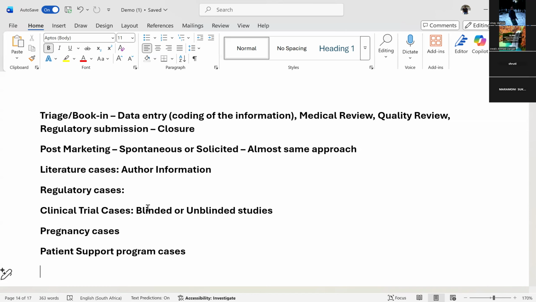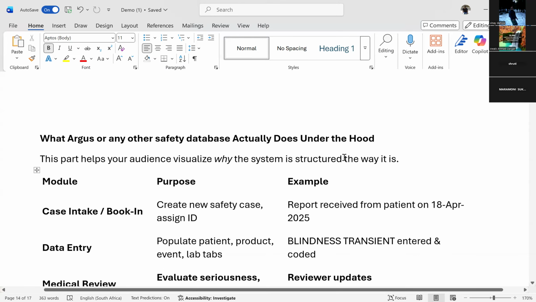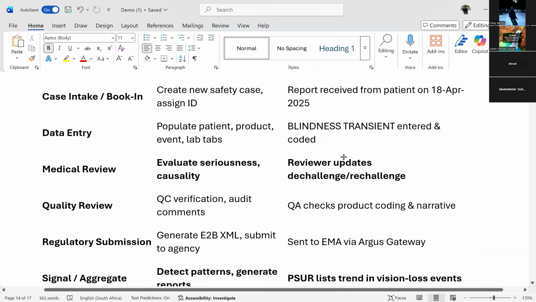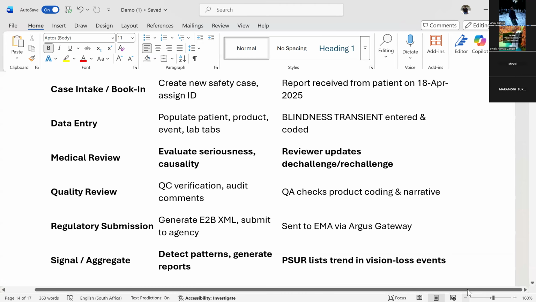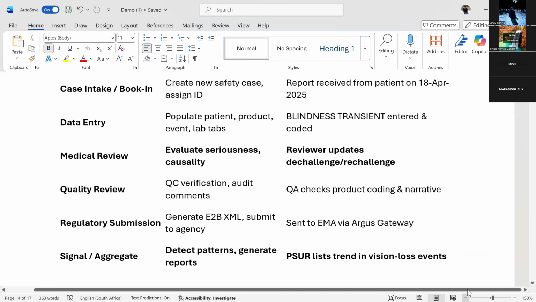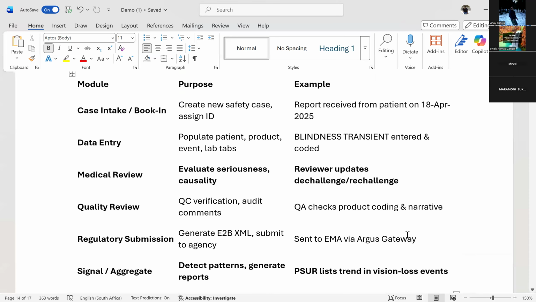Basically, nowadays it depends on how much automation is being implemented within the safety databases. Some companies want to automate all the processes and reduce the manual effort. Now everybody asks whether AI being implemented will reduce jobs. Let me be honest with you all: it will indeed reduce some jobs at the entry level.